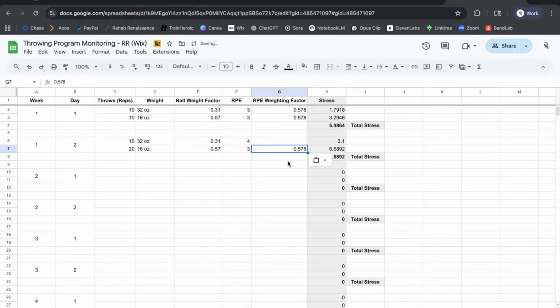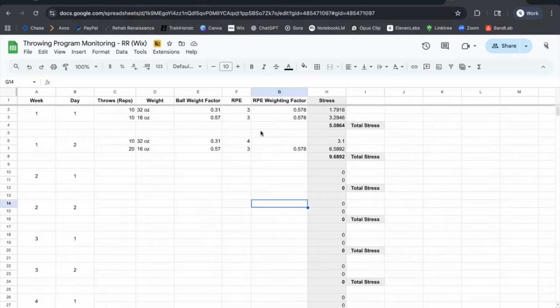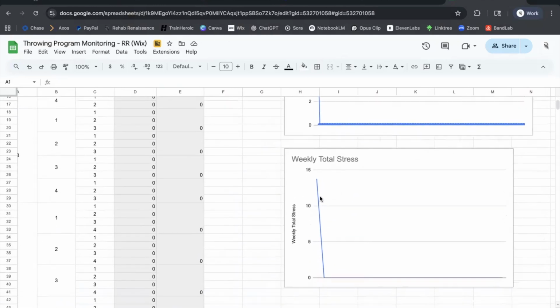We'll move this one down and then we'll look to see what RPE 4 is. So 0.671. We'll move that over there. And now we're going to get a total stress for day two there. And then same thing, we can go back to here and we can see day one stress, day two stress. And then we're going to see same thing here as well, that our stress will continue to increase the more we go here.